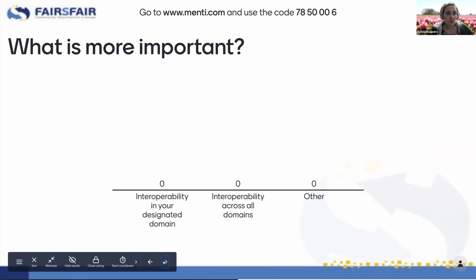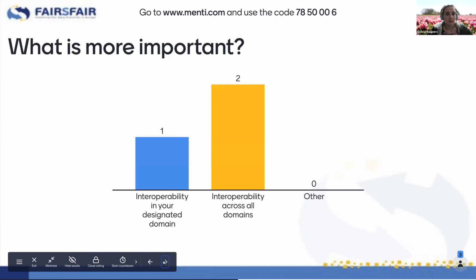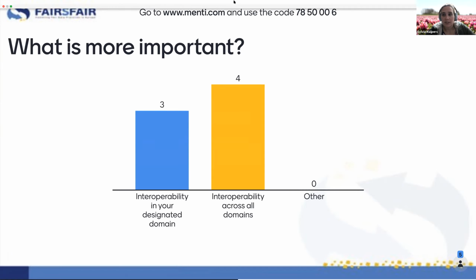So for this question, you can refresh the browser if you were using Mentimeter before. Just refresh, and if you see the question, you can answer. This question is also multiple answers possible, so take that into account when answering. And then we'll see what the attendees think.